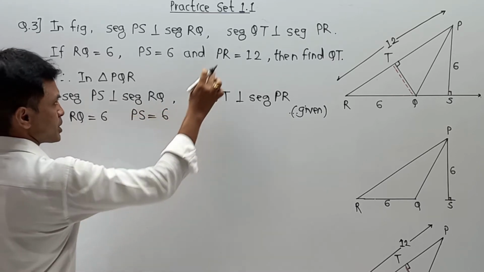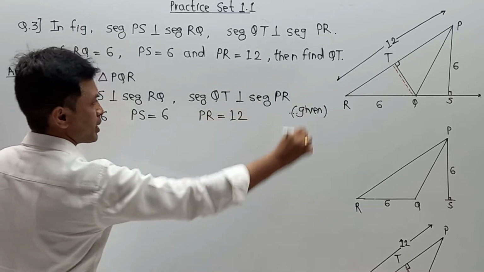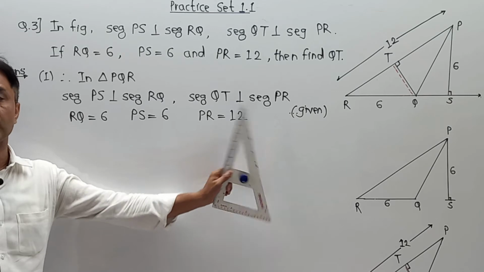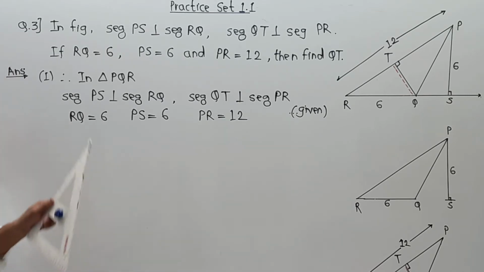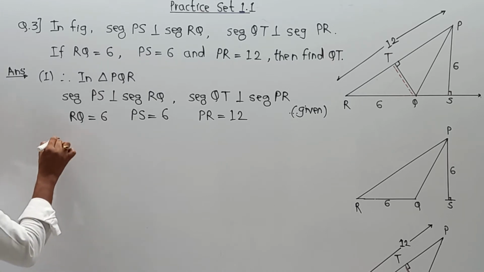PS is equal to 6, and PR is equal to 12. This all will become the pattern of given. So, here we have mentioned all the parts of the given. Now, here we are comparing the same triangle's area with the same triangle's area. So I am writing the part over here.